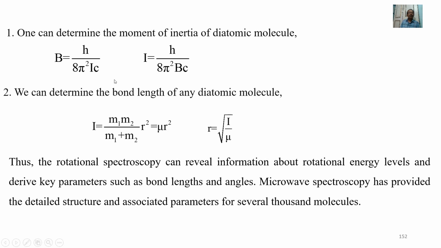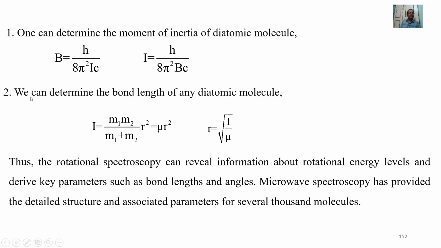One can also determine the moment of inertia of any diatomic molecule using the relation B equals h divided by 8 pi squared Ic, and thereby I equals h divided by 8 pi squared Bc. B is taken from the experimental data of any rotational spectra.